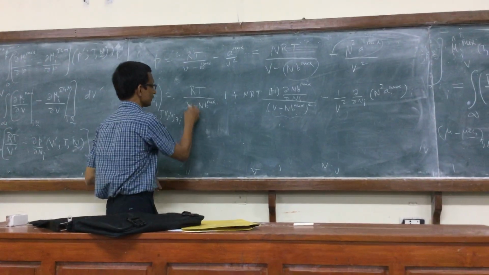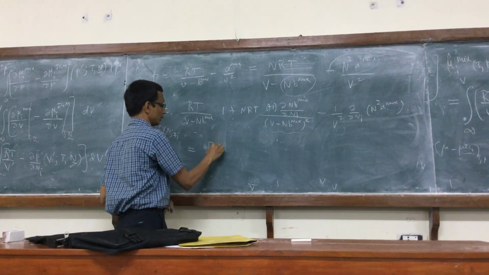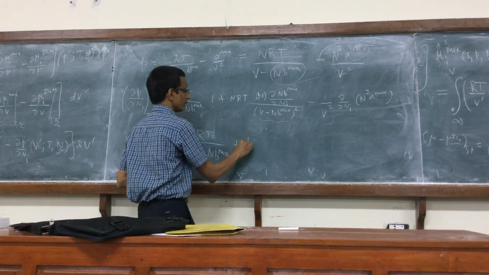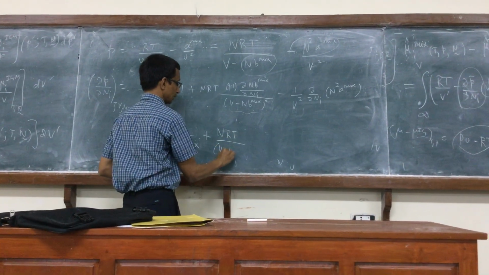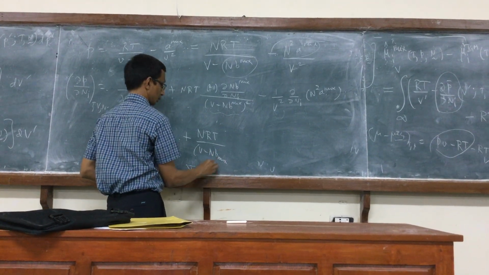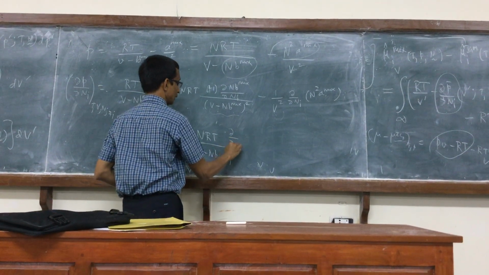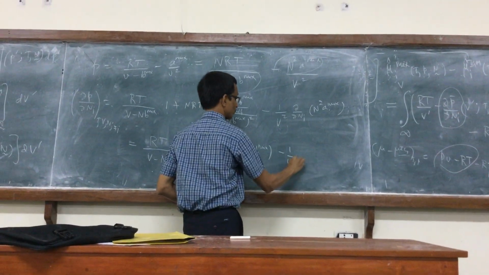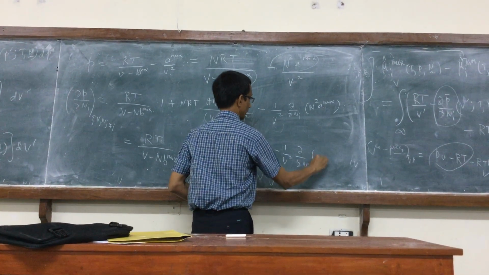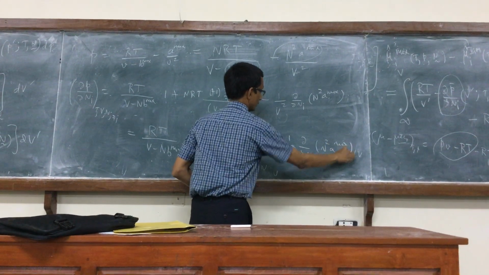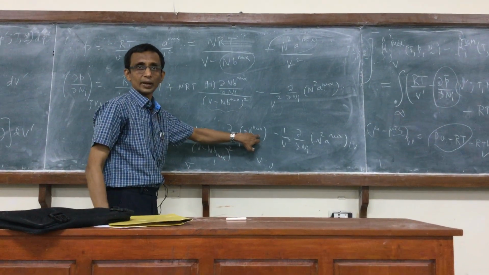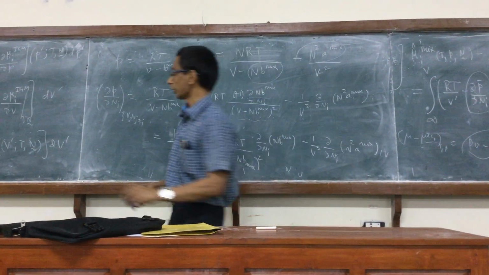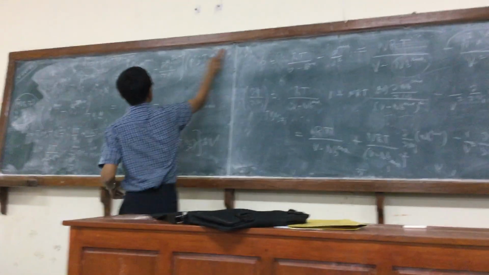So I have now got this. This is really the first term, so I have to write it clearly. RT by V minus N V mix plus nRT by V minus N V mix square times d by dN_i of N V mix minus 1 over V square d by dN_i of N square A mix. So obviously this N V mix has to be expressed as a function of all the C mole numbers. We will see that it is quite possible to do that.